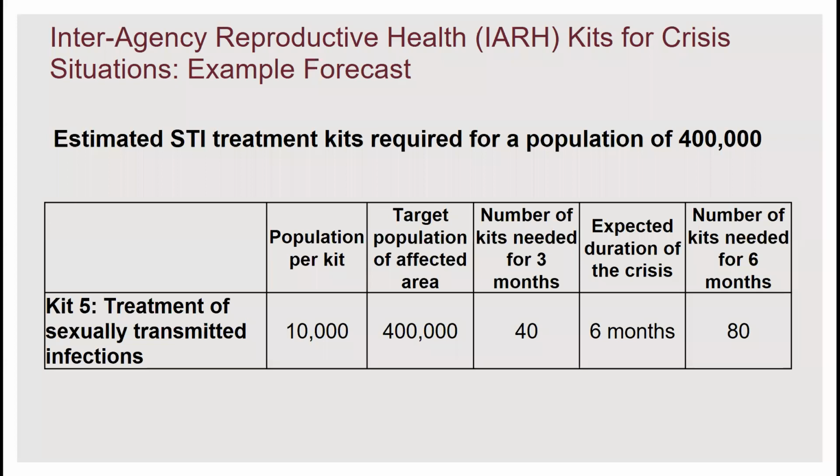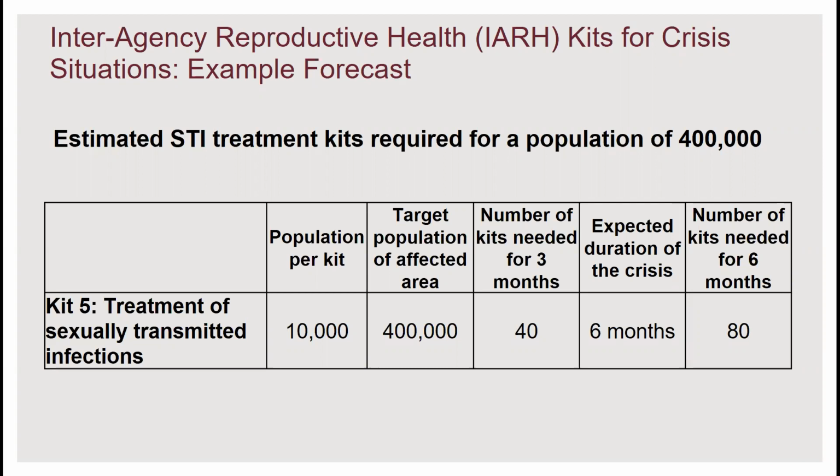Since the unit of measure for the use of the IARH kits is the general population, we'll use the population data, which includes demographic and morbidity data as the basis of our forecast. So for example, for the STI treatment kits, our first instinct would be to ask, since the kits each serve a population of 10,000, why not just divide our target population by the 10,000 to get the number of kits we need? We see that example calculation here for an expected target population of 400,000. This is for 1 3-month period.